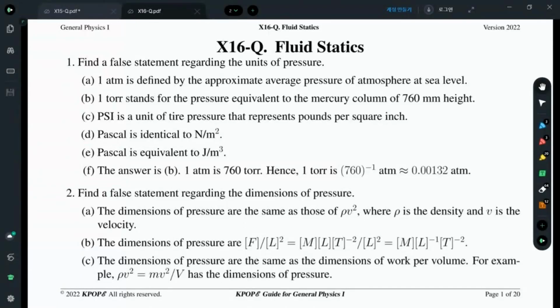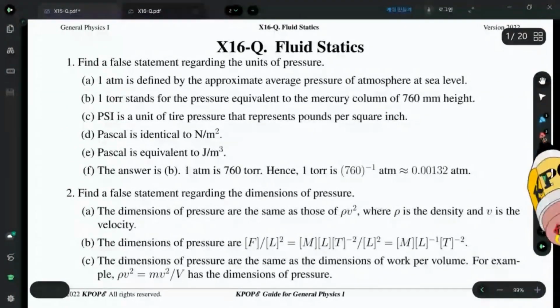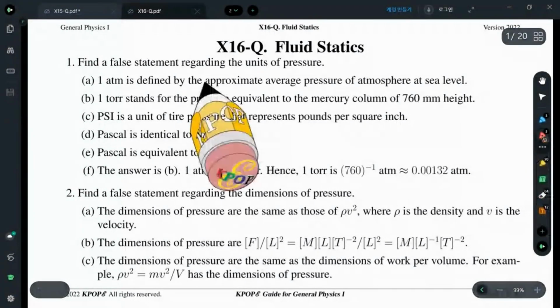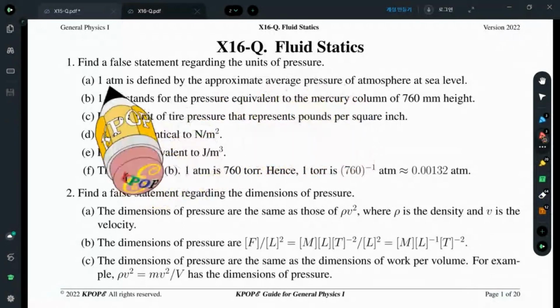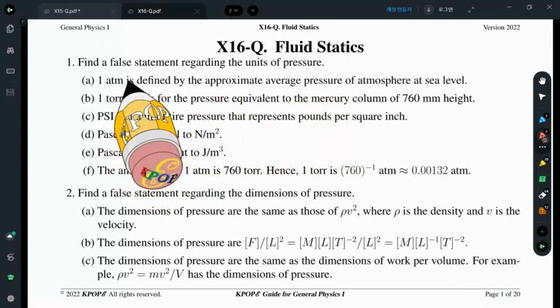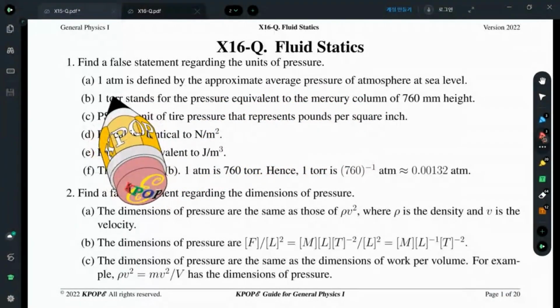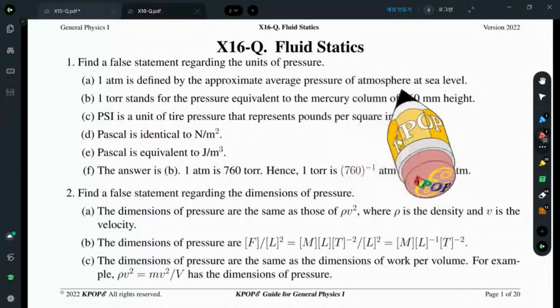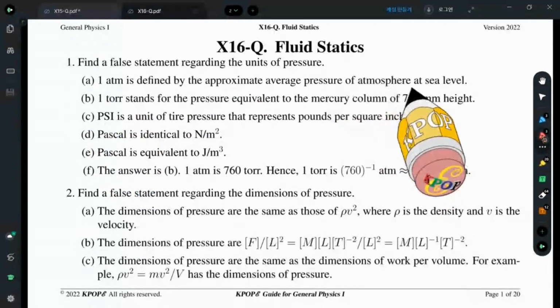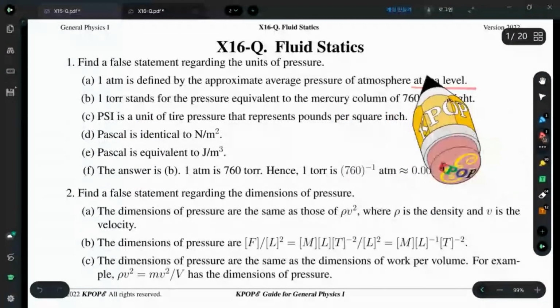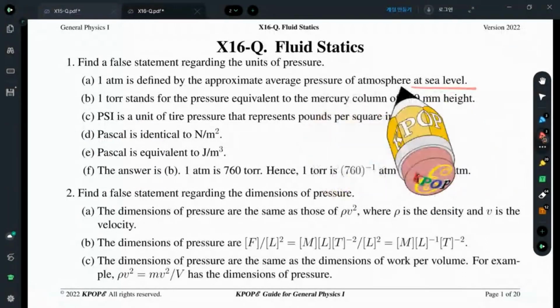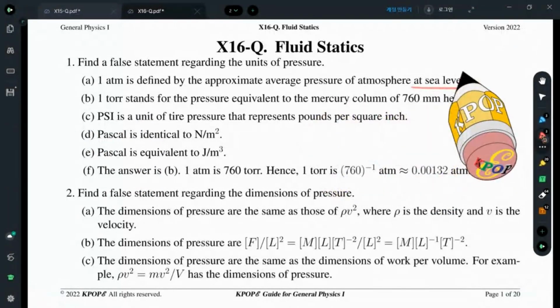We study 16, fluid statics. Find the first statement regarding the units of pressure. ATM is the standard unit for atmospheric pressure. It is relative to the pressure at sea level. It is the average pressure at sea level.